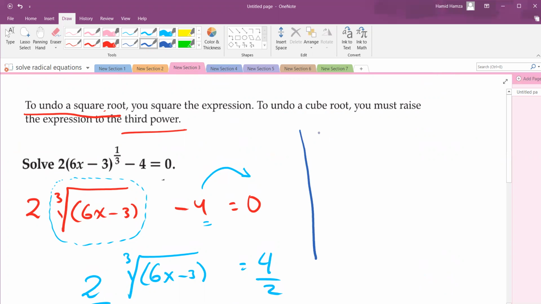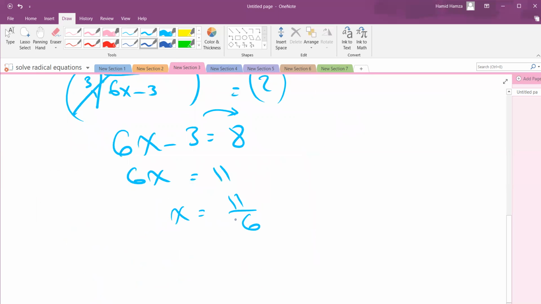So we need to check what? Check the solution. The left-hand side is 2 cubed root of 6x minus 3 minus 4. So we'll substitute x equals what, guys? x equals 11 over 6.